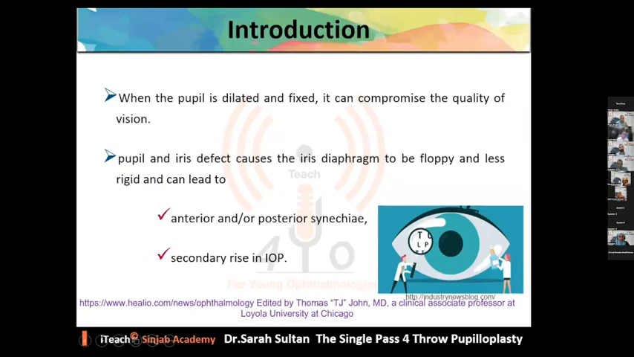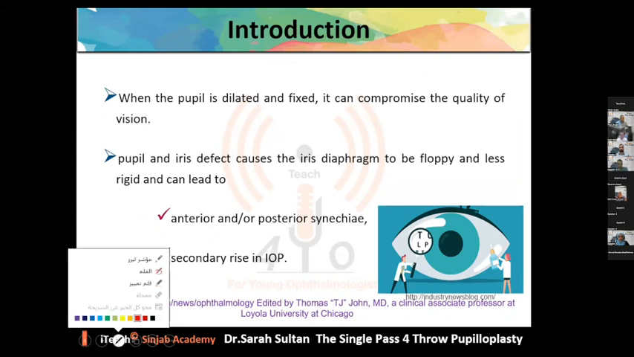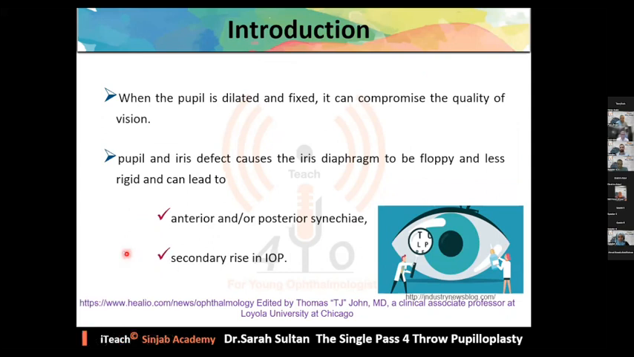When the pupil is dilated and fixed, it can compromise the quality of vision. The patient complains of glare, photophobia, and visual distortion, and these symptoms may interfere with the patient's daily activity. Additionally, pupil and iris defects cause the iris diaphragm to be floppy and less rigid, and can lead to anterior and/or posterior synechiae, which can cause a secondary increase in intraocular pressure.